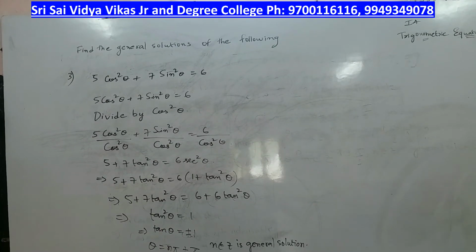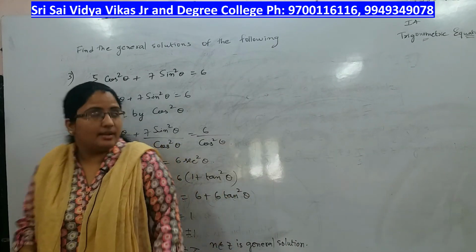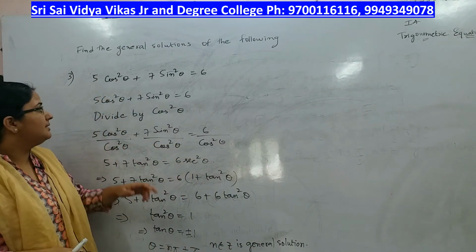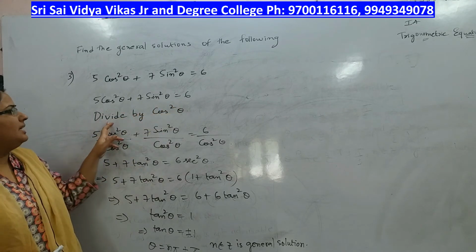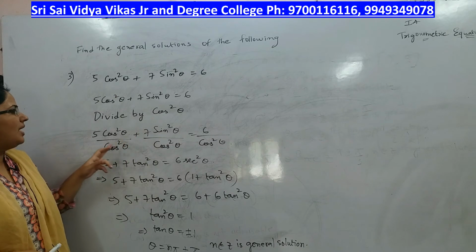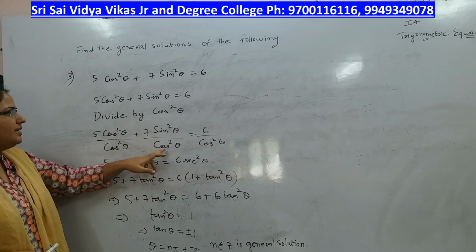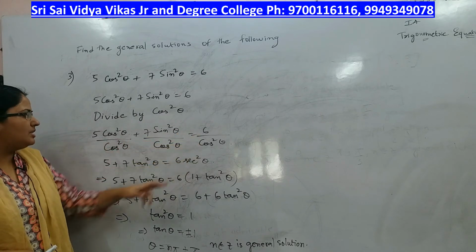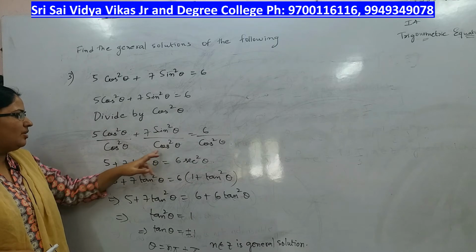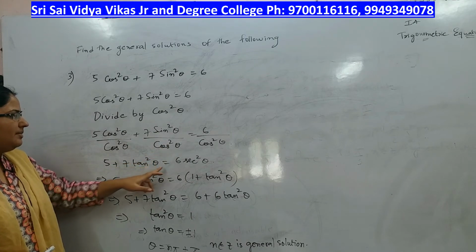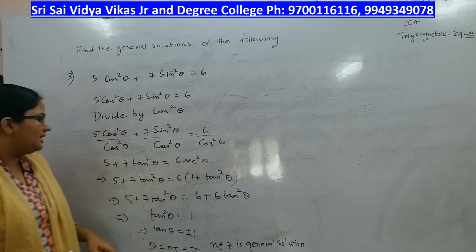Our next problem for today: 5 cos square theta plus 7 sin square theta is equal to 6. Divide by cos square theta. You have 5 cos square theta by cos square theta plus 7 sin square theta by cos square theta is equal to 6 by cos square theta. Cos square theta cancels. Sin square theta by cos square theta is tan square theta, and 1 by cos square theta is secant square theta.